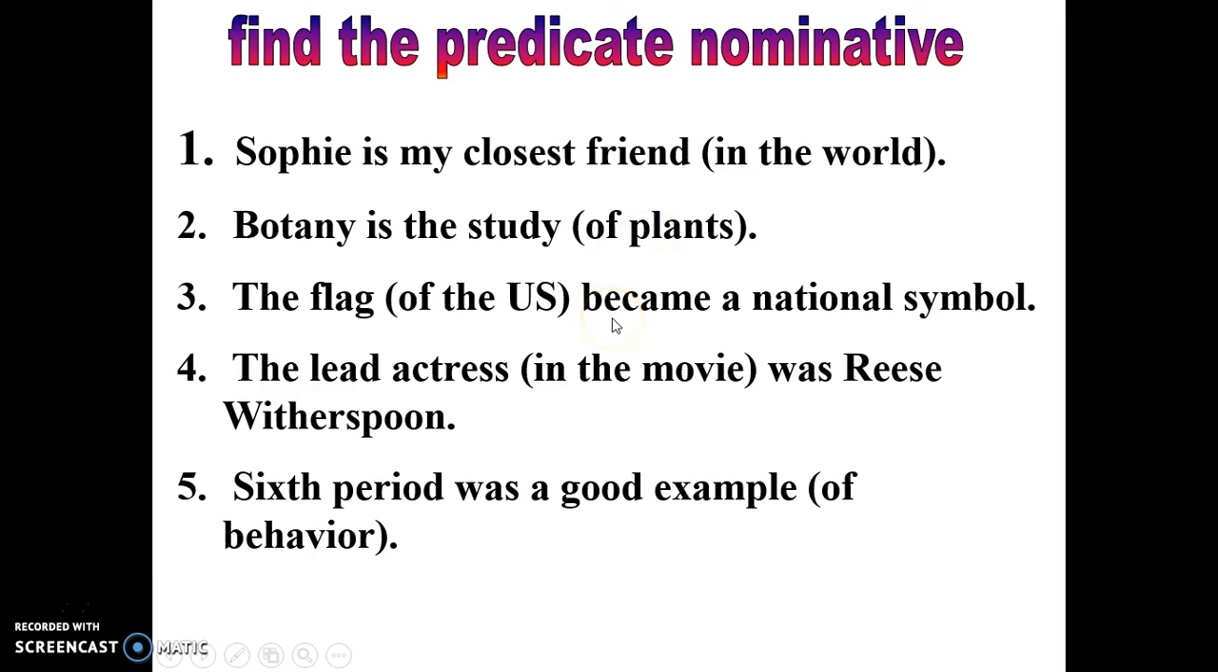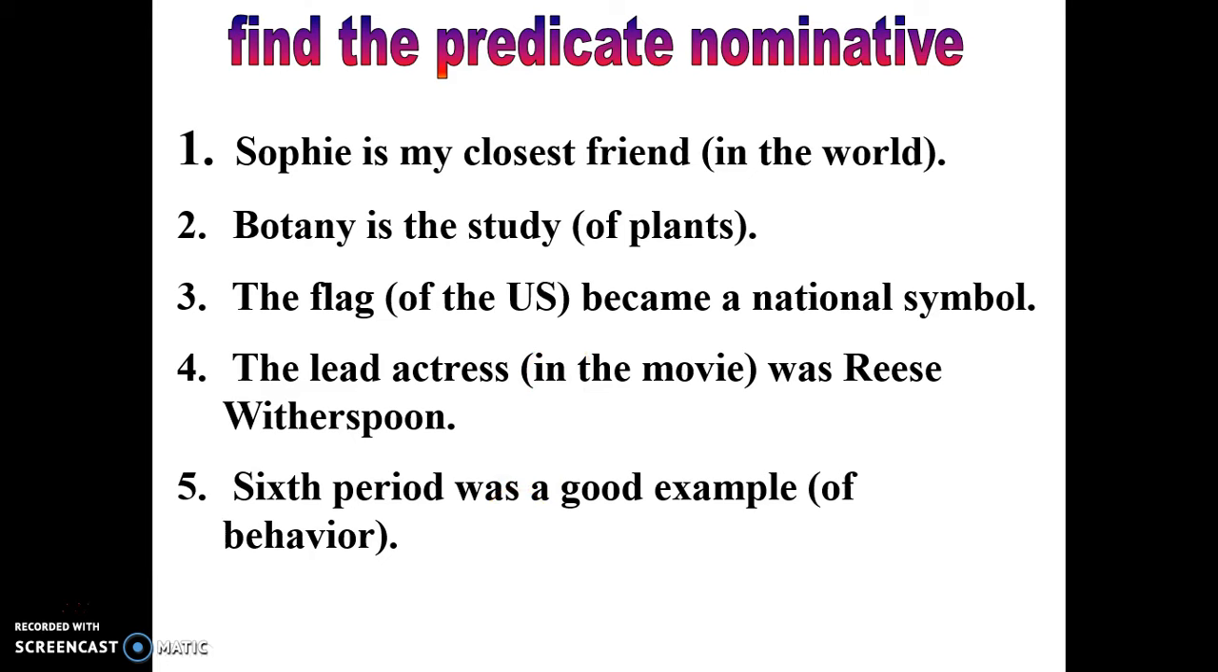became a national symbol. Became is one of those words that you have to think: is it a linking verb or an action verb? In this case, flag equals national symbol equals flag, so it is a linking verb. The lead actress in the movie was Reese Witherspoon. 6th period was a good example of behavior.